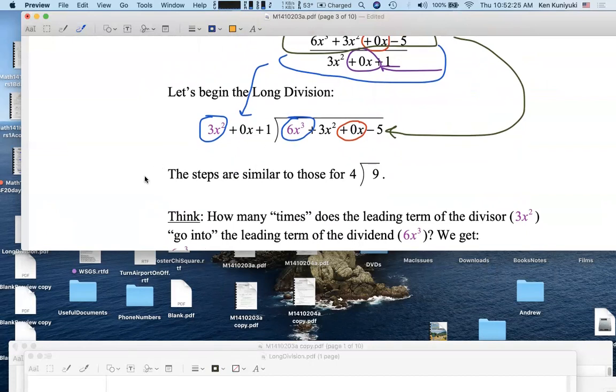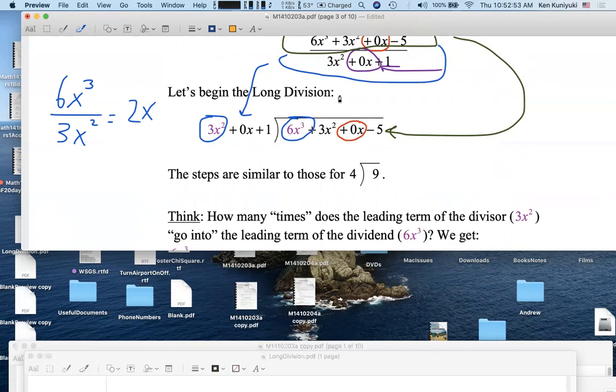More precisely, we want to work out this quotient. What is 6x cubed divided by 3x squared? What's the result? The result is 2x. And that's going to be the leading term of our quotient. It may not end up being the entire quotient, but it will be at least the leading term of our quotient. Now, we're going to try to line up like terms.